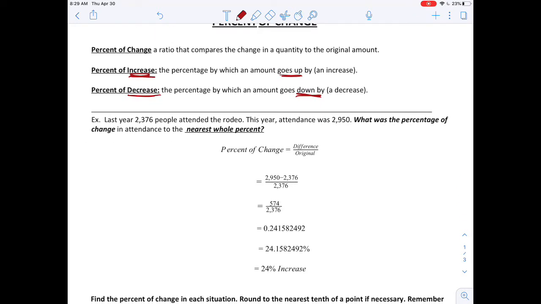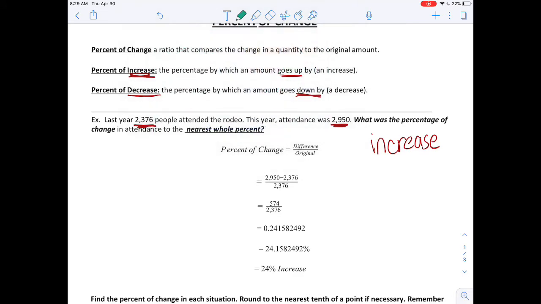When we read these problems, for example: last year 2,376 people attended the rodeo. This year attendance was 2,950. What was the percentage of change in attendance to the nearest whole percent? When I look at this problem, I look at what it was. It was 2,376 and now it's 2,950. So that means it went up, so I know that this is going to be an increase. I want to keep that in mind as I go through this problem.